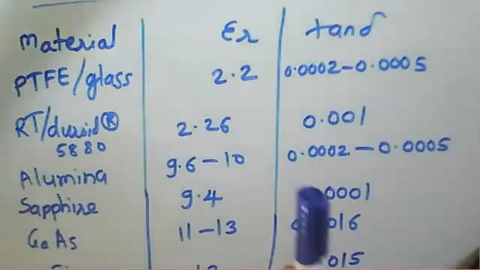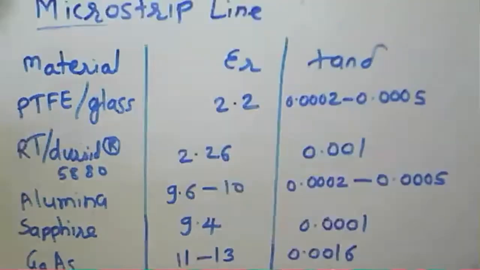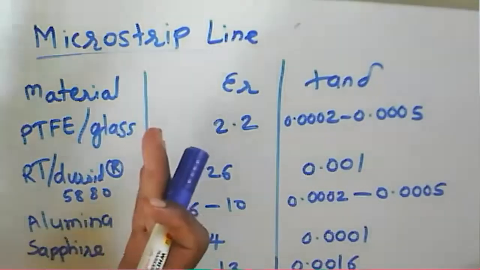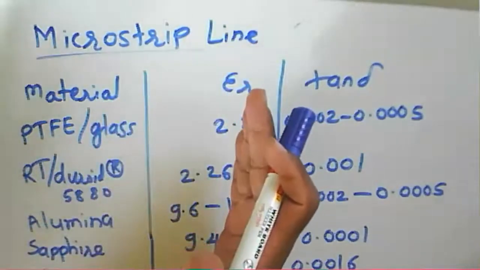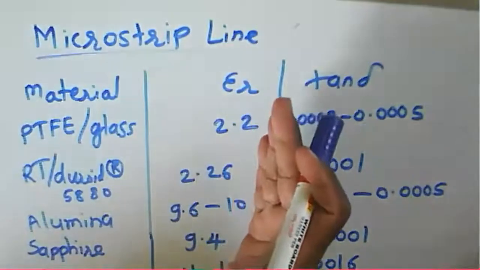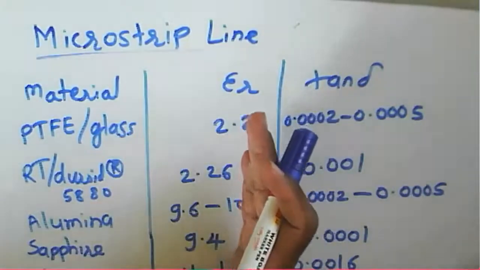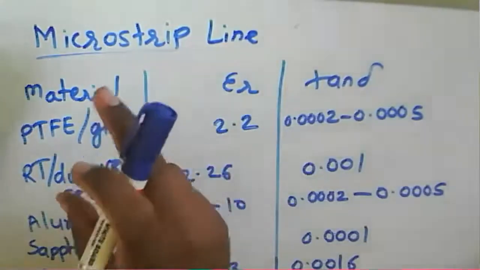But again, we need to talk about which particular material is suitable for high frequency, because our aim is to understand a microstrip line that is to work at high frequencies. So which material is suitable? This table just reflects the material and their dielectric constant. But if you talk about frequency, which material is used at a higher frequency?